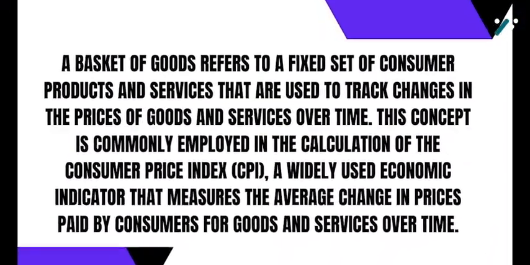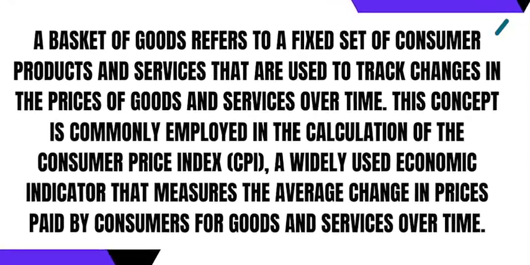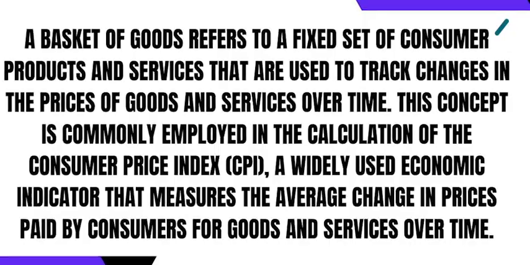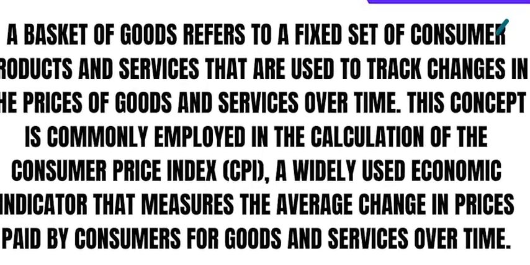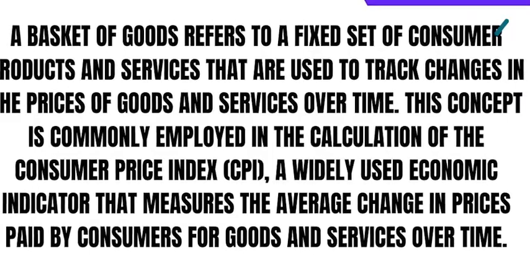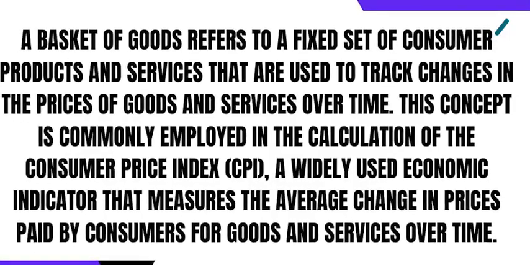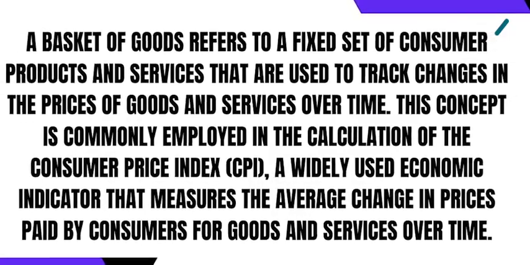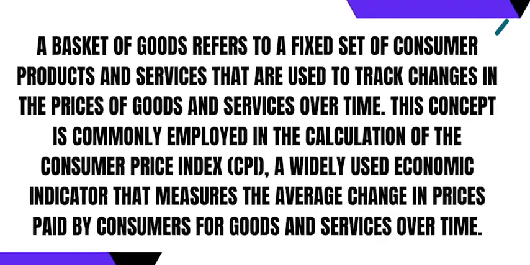Our topic for today is basket of goods: definition, CPI calculation, and example. A basket of goods refers to a fixed set of consumer products and services that are used to track changes in the prices of goods and services over time. This concept is commonly employed in the calculation of the Consumer Price Index, CPI, a widely used economic indicator that measures the average change in prices paid by consumers for goods and services over time.